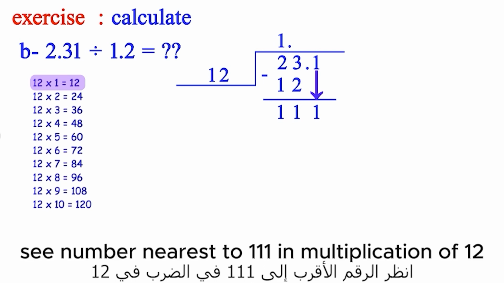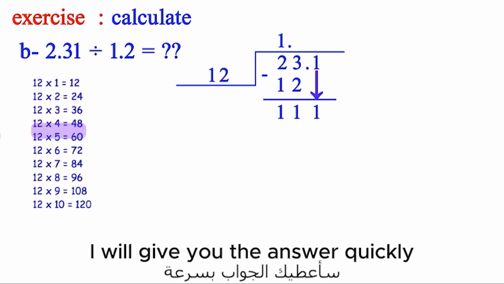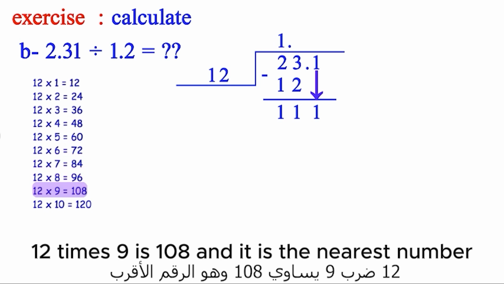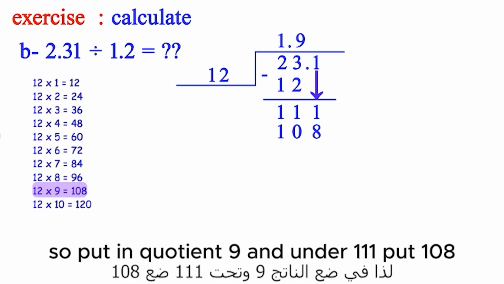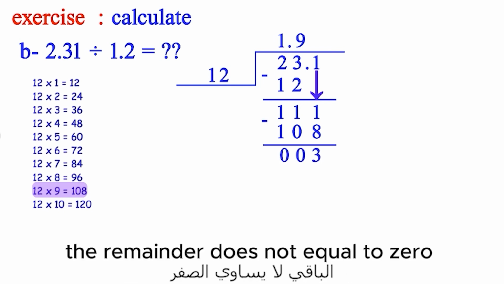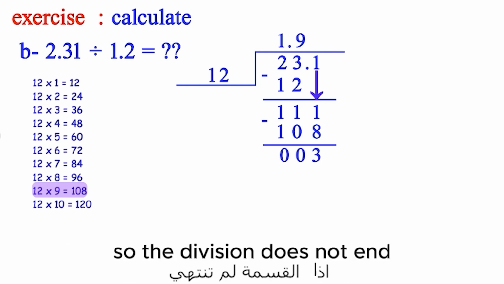See the number nearest to 111 in the multiplication of 12. I will give you the answer quickly. 12 times 9 is 108 and it is the nearest number. So put in the quotient 9 and under 111 put 108. Subtract them. The remainder does not equal 0, so the division does not end.